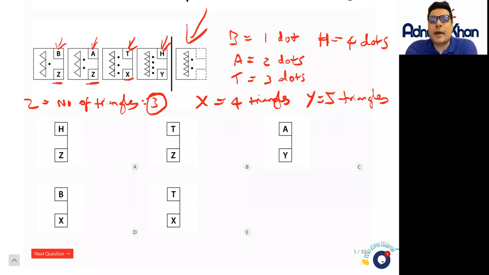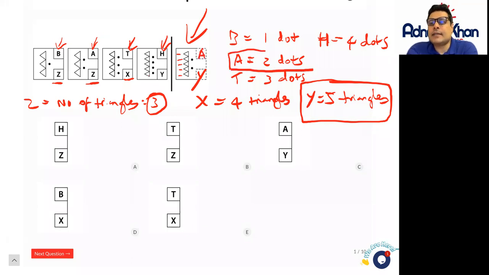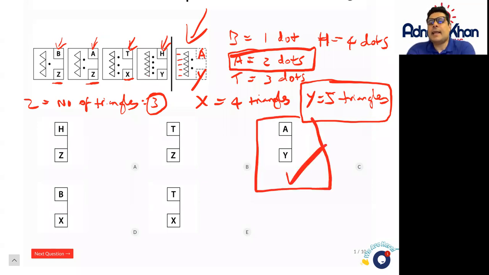Now, first of all, how many triangles do we have in that particular image that we're trying to work out? We've got 1, 2, 3, 4, 5 triangles. Which letter represents 5 triangles? 5 triangles is going to be Y. So let's just write down Y underneath, because the letters underneath represent the number of triangles. The letters at the top represent the number of dots. So what does the 2 dots that we have in this particular image stand for? 2 dots is A. There we go. A stands for 2 dots. So in this case, our answer is going to be A and Y.